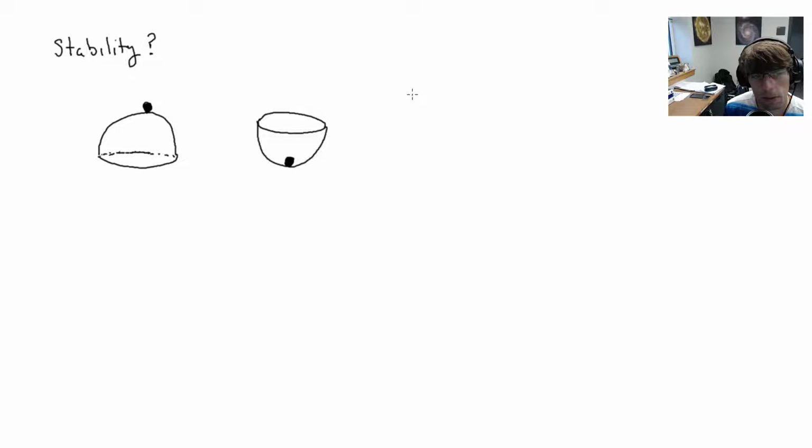The question then becomes, what happens when it's perturbed? In other words, what happens if I come along and give each of these little balls a little push, a little kick? Sorry, it's hard to see that. What happens then if I give them a little kick? Of course, in this case, the ball's just going to roll off the edge and you're done.